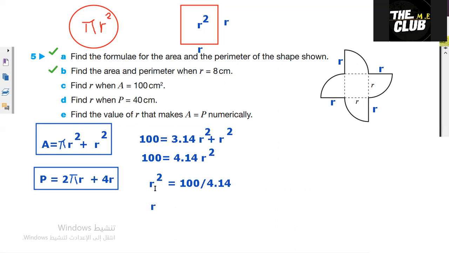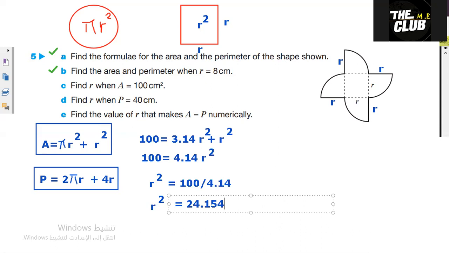So r squared equals, when you divide 100 by 4.14, the answer will be 24.15. And this is the answer for question C. So 24.15.